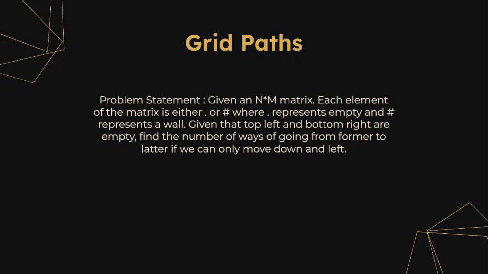So the problem statement is, given an n into m matrix, each element of the matrix is either a dot or a hash, where dot represents empty and hash represents a wall. Given that top left and bottom right are empty, find the number of ways of going from former to latter if we can only move down and left.